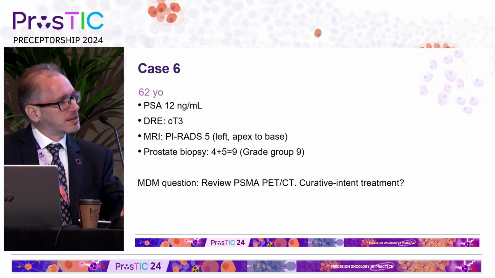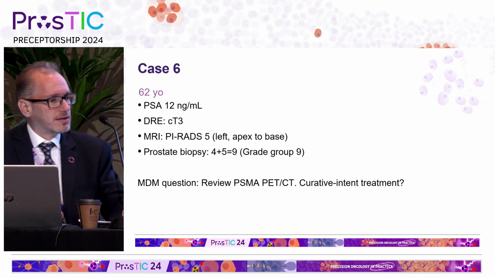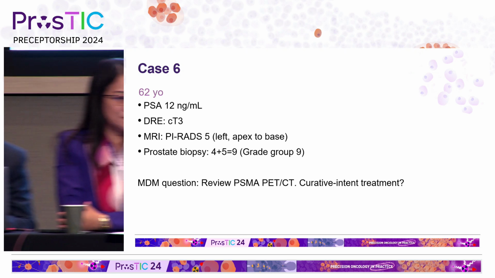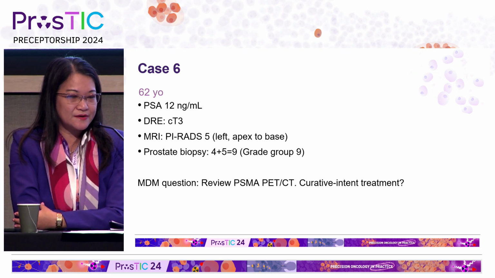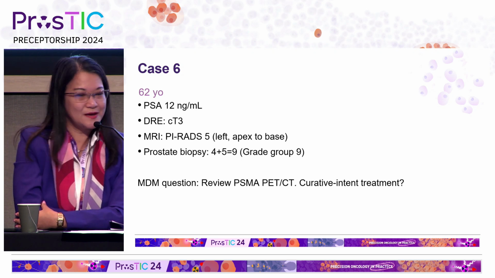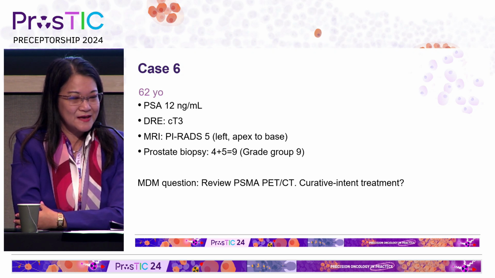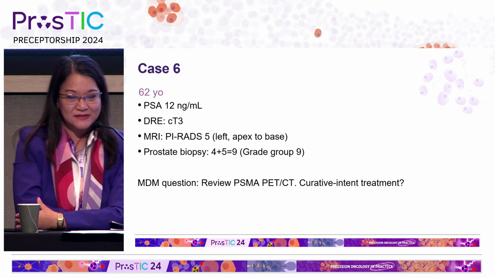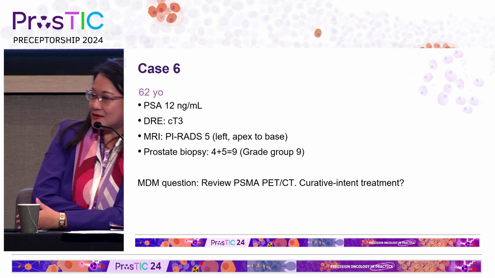Case number 6. Okay. Next case, 62-year-old, PSA of 12, PI-RADS 5 lesion, grade group 5 on biopsy. The PSMA PET, can we have a look at that, please?